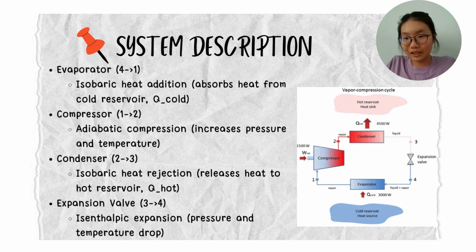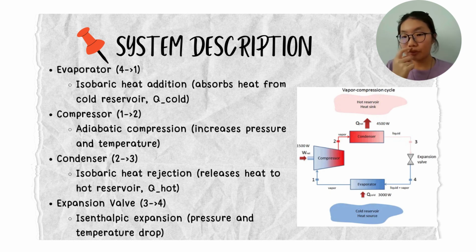So now I would like to explain our vapor compression system. This diagram shows the vapor compression cycle, which consists of four main components: the evaporator, compressor, condenser, and also our expansion valve.